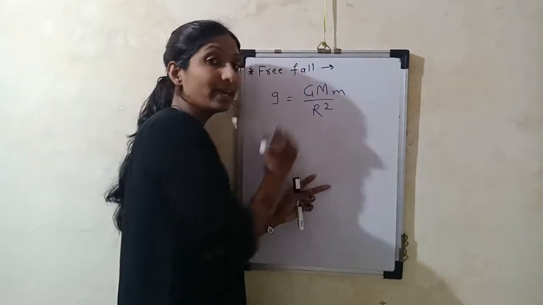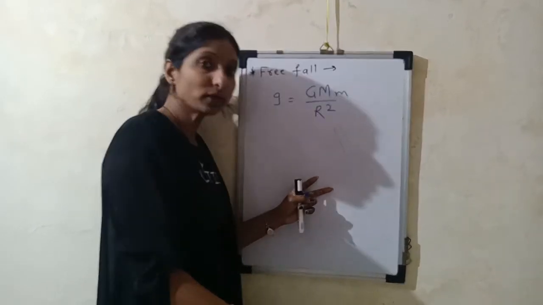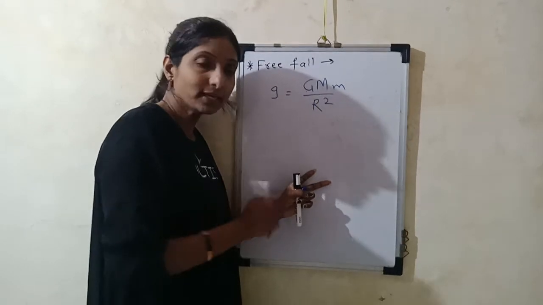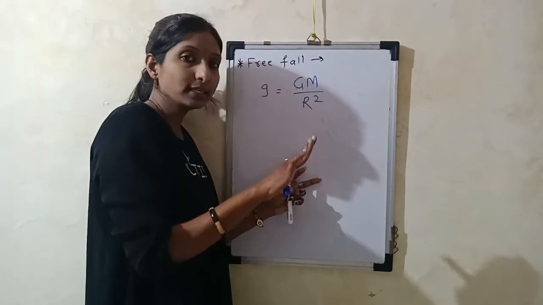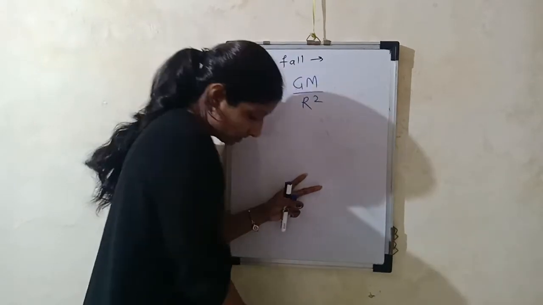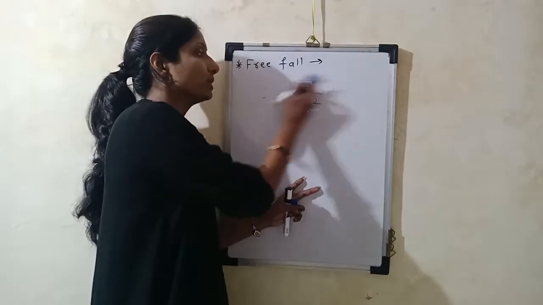यहाँ पे कहीं small m है क्या? नहीं है. Small m means the mass of the object which is falling towards the earth due to earth's gravity. But in this formula m is not there. Means acceleration due to gravity doesn't depend on the mass of the object. Understood? So if you have understood this, you will understand what is free fall.